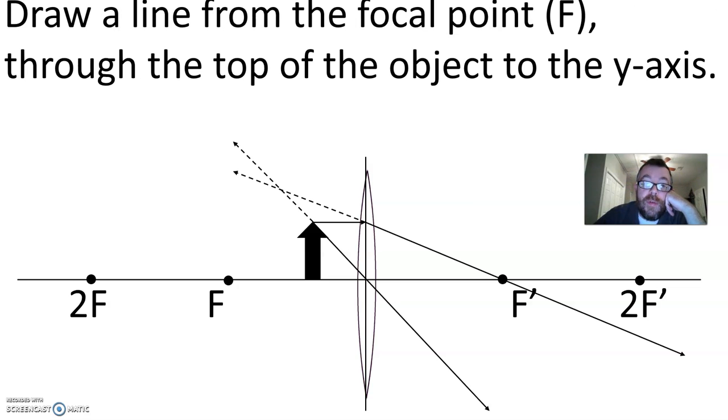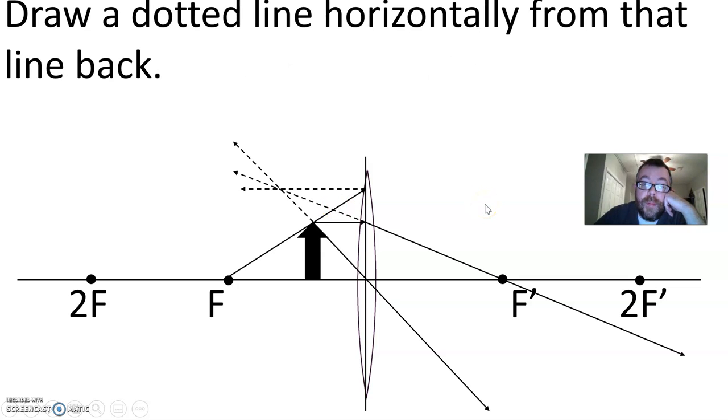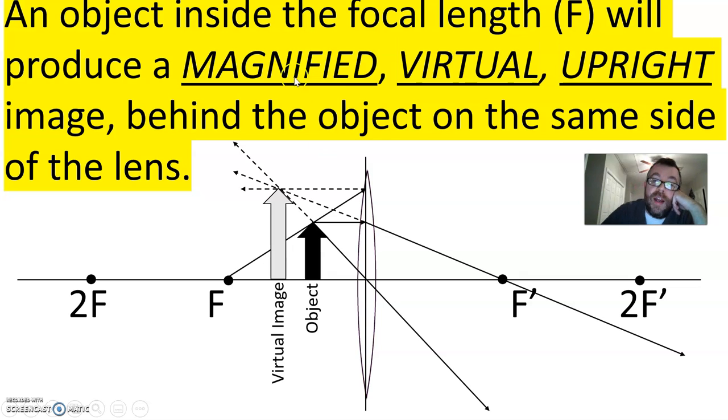Then we're going to draw a line from the focal point through the top of the object, like this, from the focal point to the top of the object, and then go straight back. All right? And you see how they all converge right here? We're going to form a virtual image that is upright and magnified. Again, virtual because you can't project it on a screen. Magnified because it's bigger, and upright because it's the same orientation.